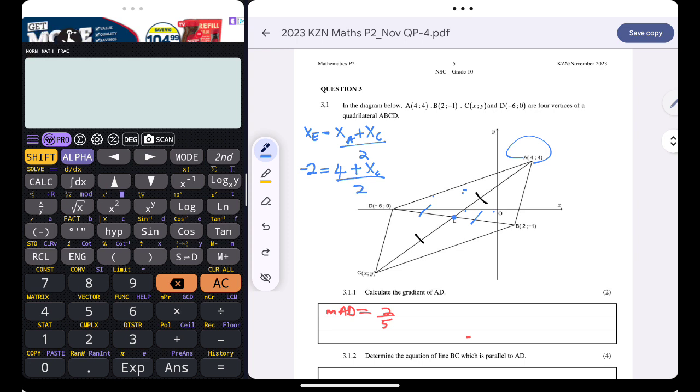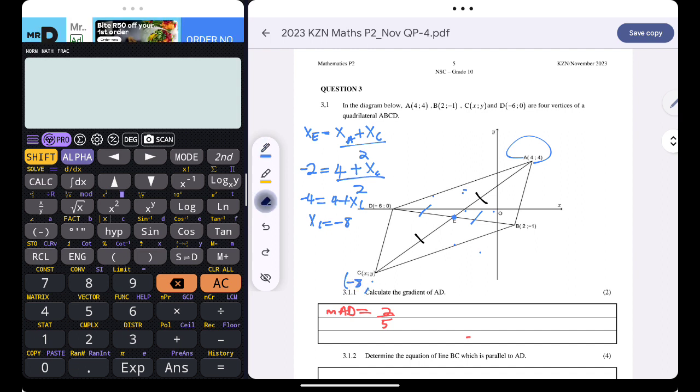Are you together? So what I'll do, I'll just solve for the x value at point C, right? I'll just multiply both sides by 2. I'll get -4 is equal to 4 plus the x value at C. So the x value at C is equal to -8.